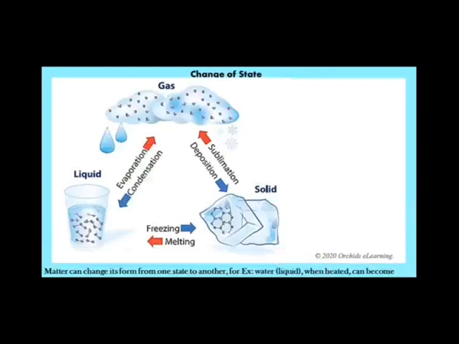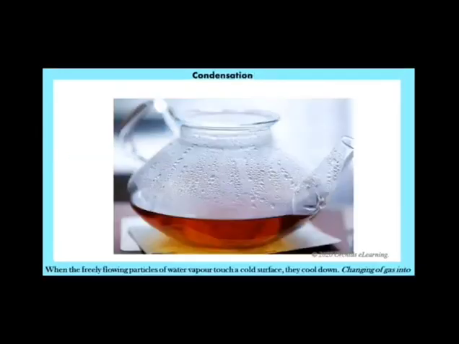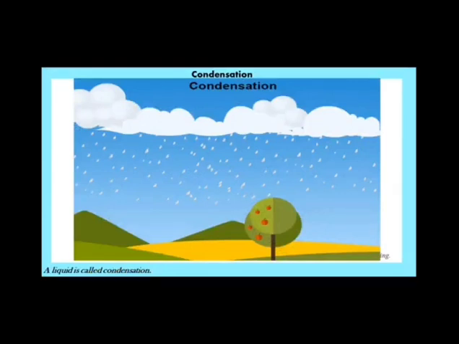Now we know that the liquid can be changed into gaseous state, and the process is known as evaporation or vaporization. Now we can also change this gas state or this water vapor back into the liquid, and the process is known as condensation. Okay, so what is condensation? When the freely flowing particles of water vapor touch a cold surface, they cool down, and the changing of gas into a liquid is known as condensation.